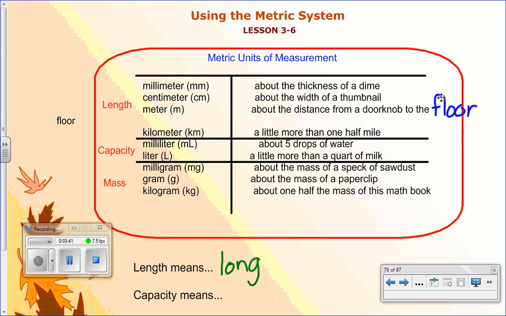All right, now capacity, we have 2 we use, and that's milliliter, which is about 5 drops of water. All right, and then we have a liter, which is a little more than a quart of milk. So if you've seen a quart of milk before, it's a little bit more, or a liter of pop, if you've ever had a liter of soda or whatever you like to call it. That's capacity. So capacity means usually when you're talking about liquids, that's how much fits inside.